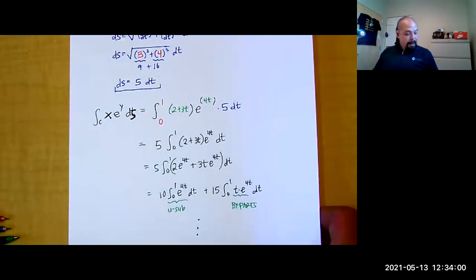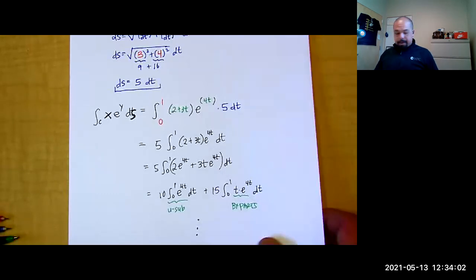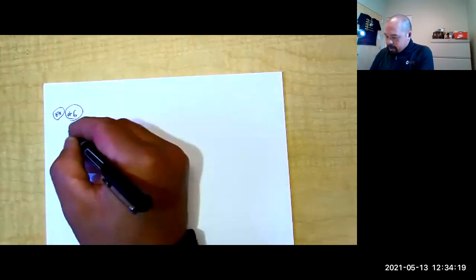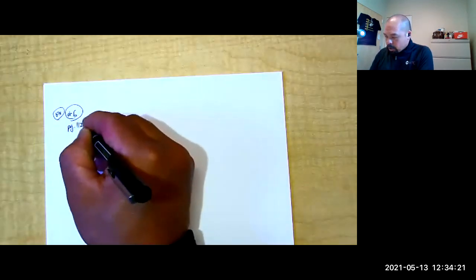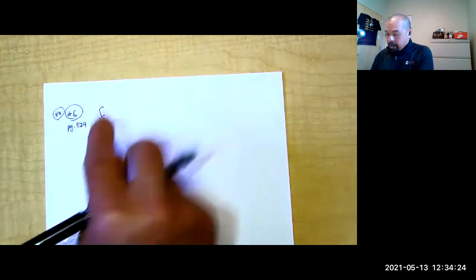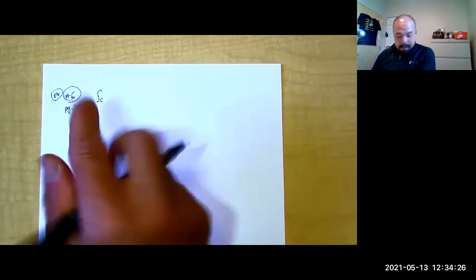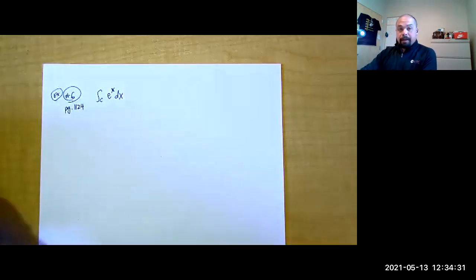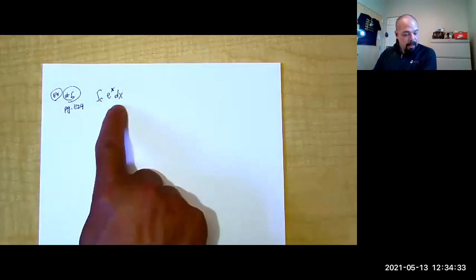As I mentioned, there might be some cases where maybe we're only integrating with respect to one particular variable. So in this case, let's check out the next even problem, number 6. Example number 6, still the same page, page 1124. Integrating over this path c, e to the x dx. So in this case, we're only integrating with respect to x, okay?